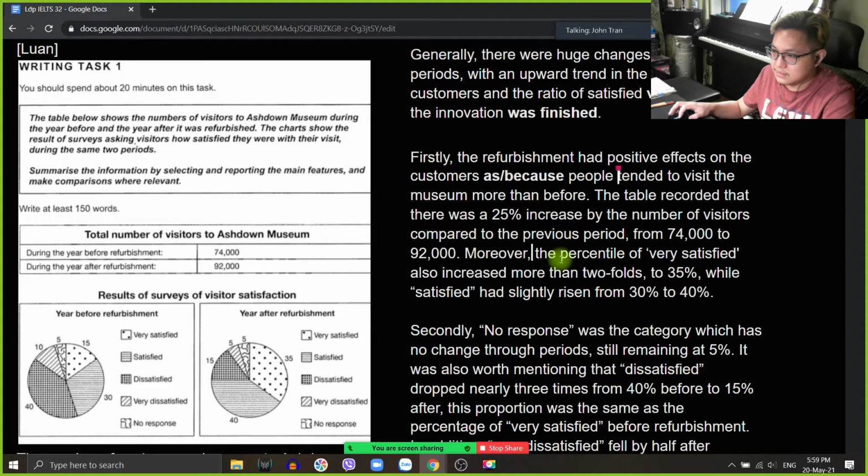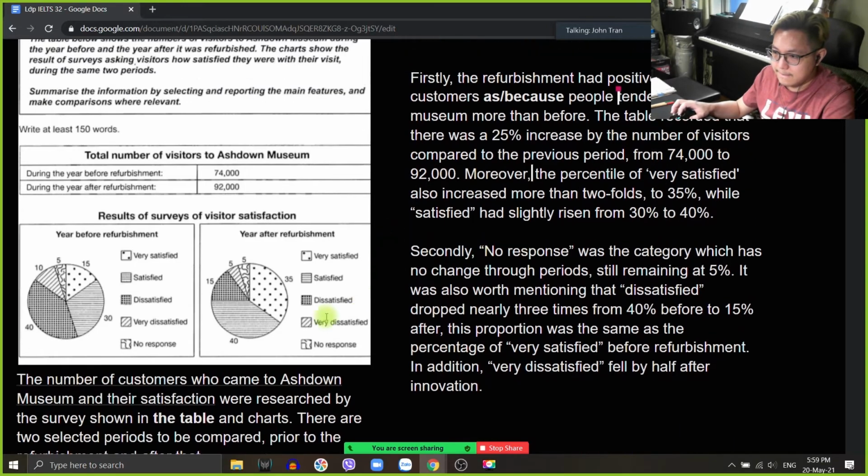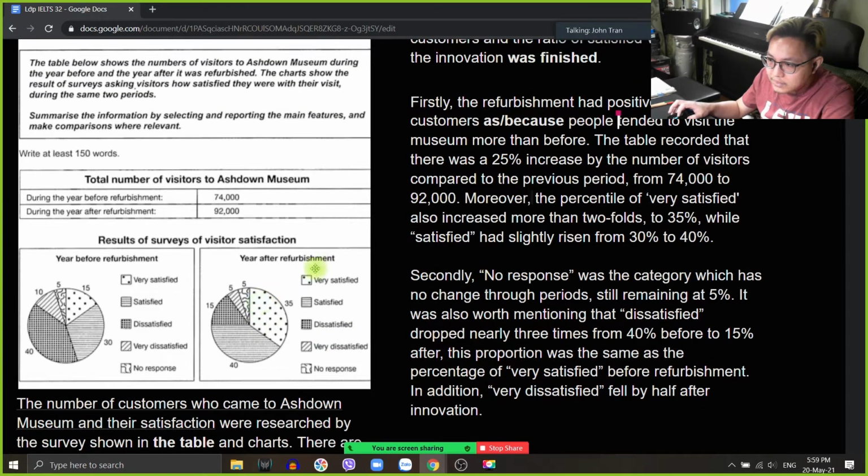Moreover, the percentile of very satisfied. Cái tỷ trọng của cái very satisfied cũng gì? Now, where's that? Oh, this is very satisfied, okay. Also increased more than twofold. Cái phần này nó cũng tăng gấp 2 lần. Actually, it's increased by more than twofold, actually. Hơn 2 lần.